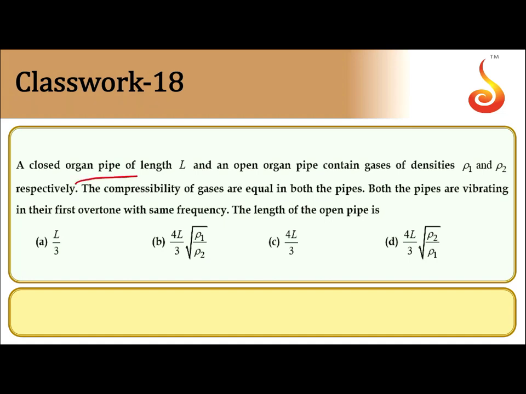It's a closed organ pipe of length L and another open pipe contain gas of densities rho 1 and rho 2. Their compressibilities are equal. They are vibrating in their first overtone with the same frequency. The length of the open pipe is.